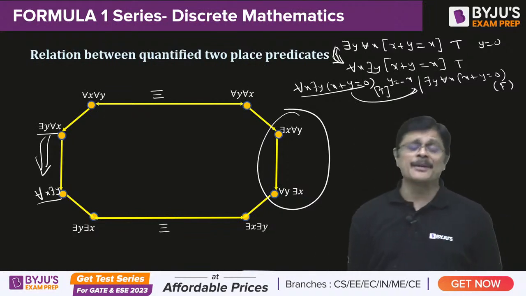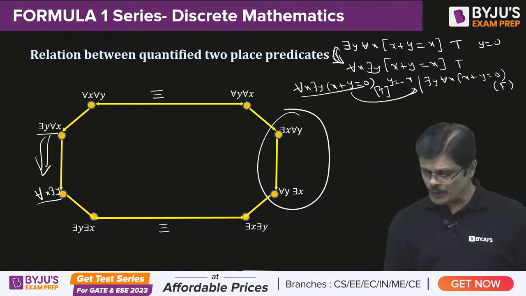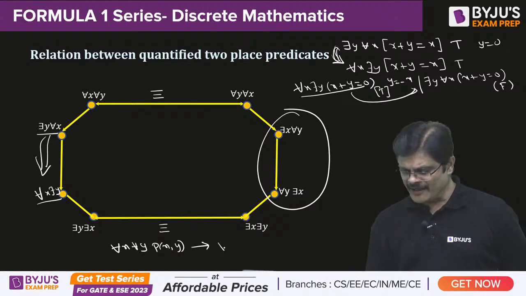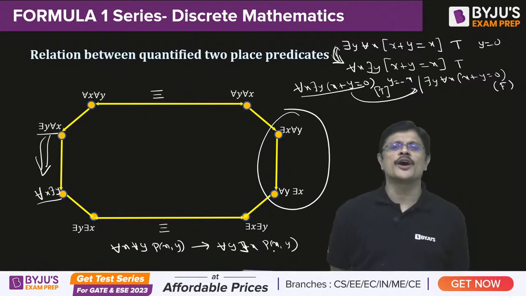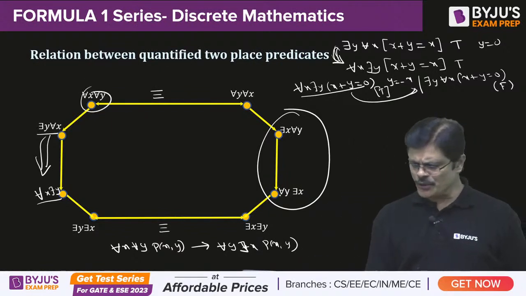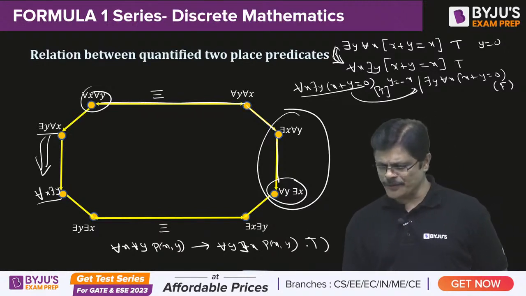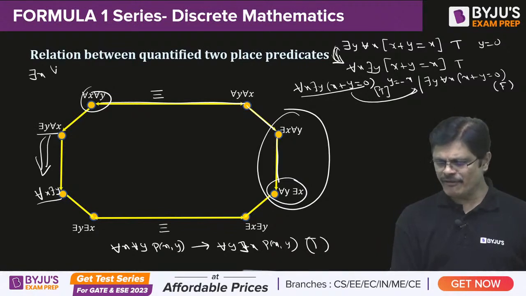And in GATE examination, many questions were asked based on this particular relation. See, you have to identify, like, they give you something like for all x, for all y, pxy can imply for all y, there is a x, pxy. They'll ask you whether it is true or false. Just see from here to here, can you reach? Yes, we have direction, you can reach. So it is true.